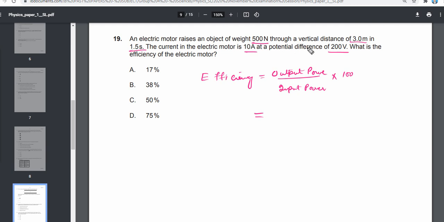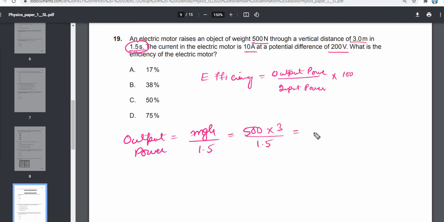So the output power will be measured by finding out the energy in the given amount of time. So let's find out the output power. The output power would be equal to energy over time. So energy is mgh and the time is 1.5. Now mg is 500 Newton. So it will be 500 times height, which is 3, and the time is 1.5. So it will be 1500 divided by 1.5, that will become equal to 1000.